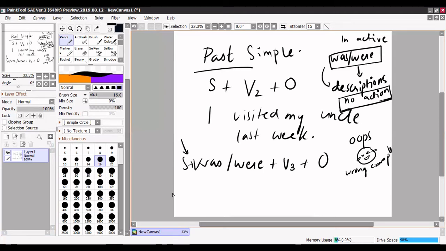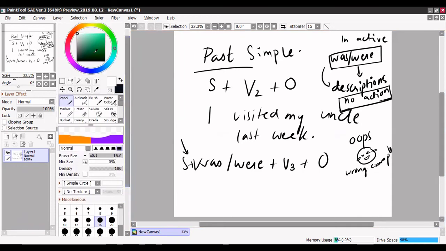If your sentence is in active voice, make sure that if there is an action going on in your sentence, you don't use was and were. But if you're using the passive voice, you can use was and were in the sentence. Alright, so it's subject plus was and were plus third form of verb. It can be: my uncle was visited by me last week. Alright, so this just changes into this.